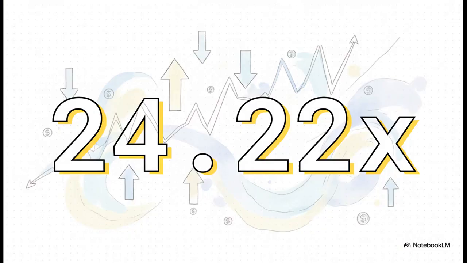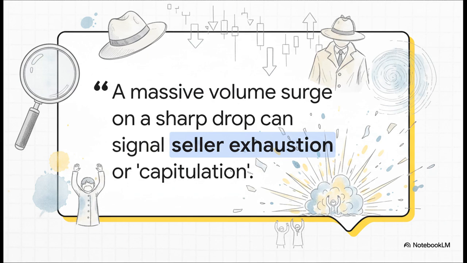And to put a number on it, the relative volume that day was over 24 times the recent average. 24 times. That is just an extraordinary amount of activity. Something happened that day that pushed a massive number of investors to act all at once. So, what does a clue like this mean for our case? Well, this is the climax of the story.